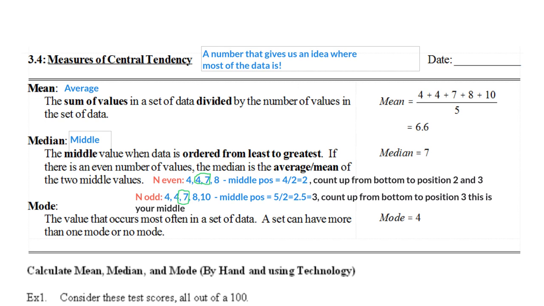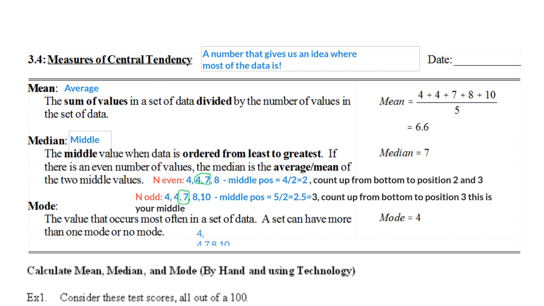Now, the mode is the value that occurs most often in a set of data, right? And a set can have more than one mode. So when we look at our set 4, 4, 7, 8, and 10, which is ordered from least to biggest, you'll notice that 4 is repeated the most. So in this case, our mode is 4.